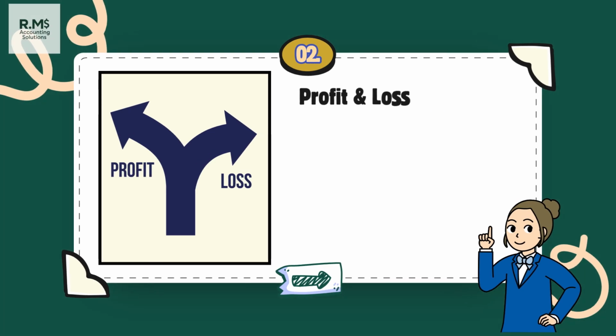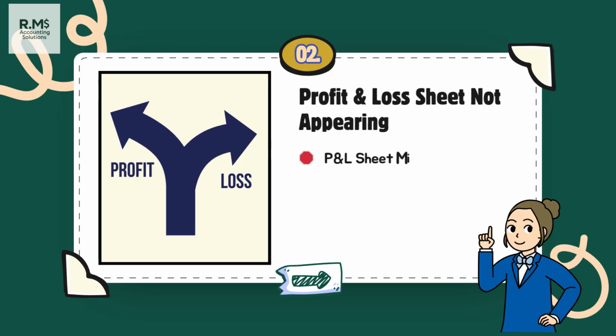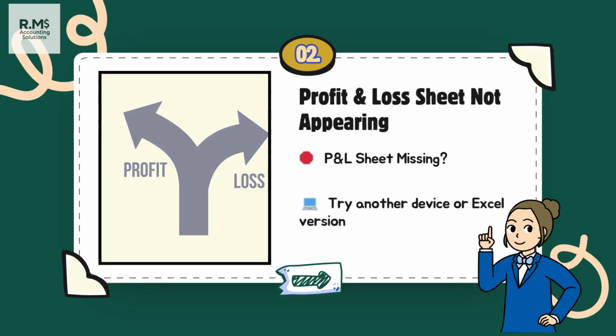You may select "I earn income other than employment income," but the profit and loss sheet still doesn't appear. This usually happens due to device or Excel compatibility issues with the KRA template. Try opening the file on another computer with a different version of Excel; that often solves it immediately.